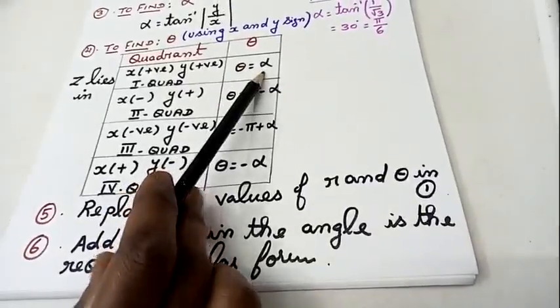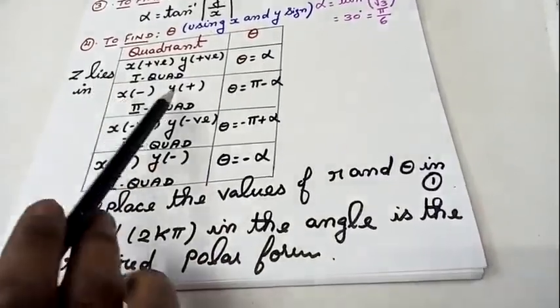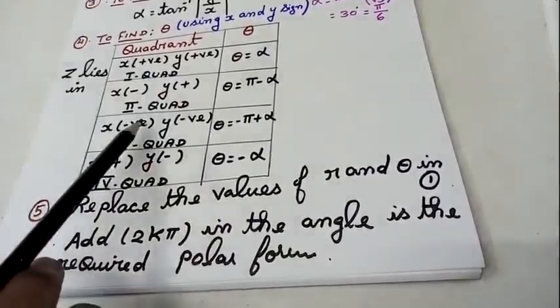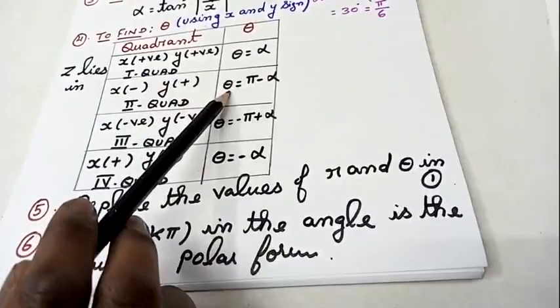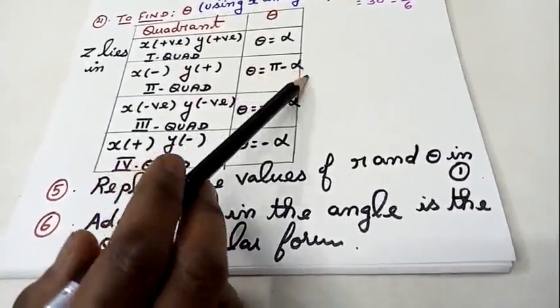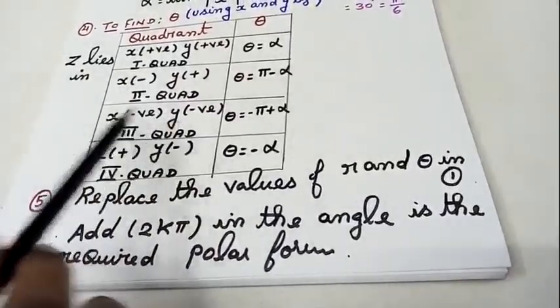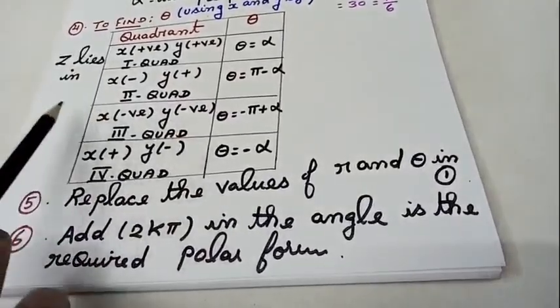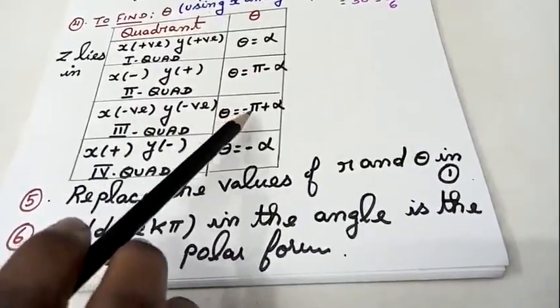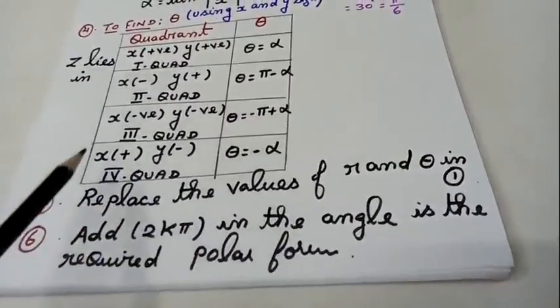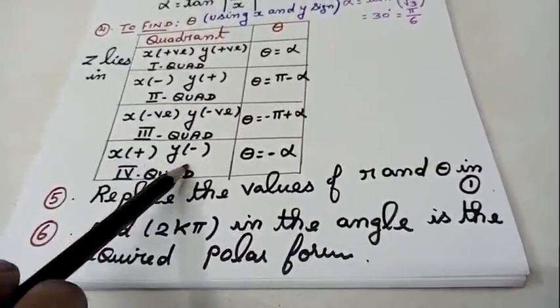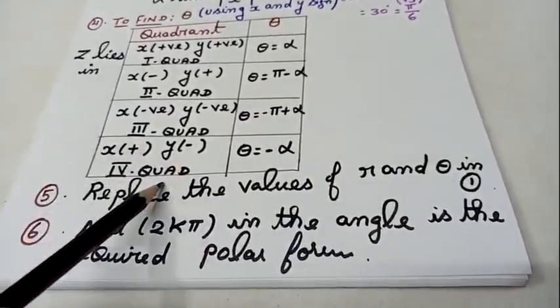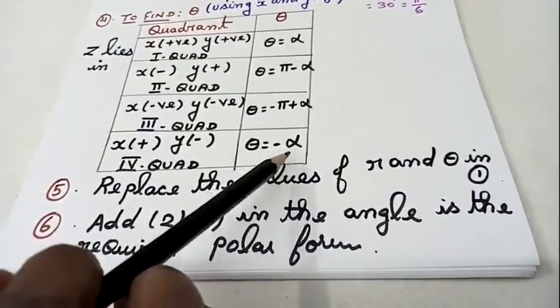Theta equal to alpha. If x negative and y positive, means z lies in second quadrant, then I will be writing like this, theta equal to pi minus alpha. If x and y both are negative, means z lies in third quadrant, theta equal to minus pi plus alpha. If x positive, y negative, means z lies in fourth quadrant, that is theta equal to minus alpha, students.